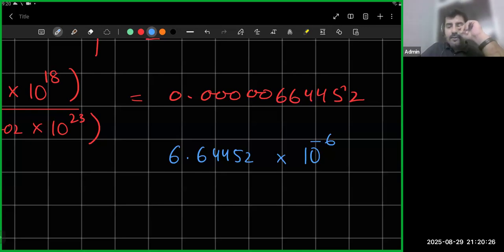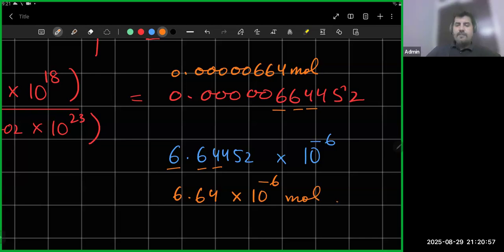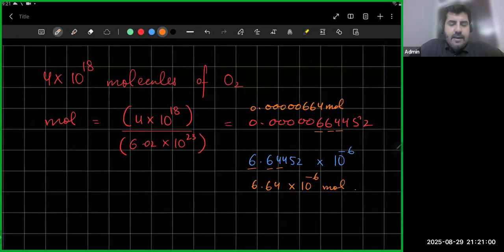But what will it be after rounding? Three significant figures. The first one, the second one, round on the third one. If you want to write it this way, it's going to be 0.00000664 moles. Even if the calculator gave you standard form, the first number, the second number, round on the third one. So it's going to be 6.64 times 10 power minus 6 moles. Both are exactly the same. One of them is in standard form, the other is the actual complete written number. Okay. So is this thing clear?